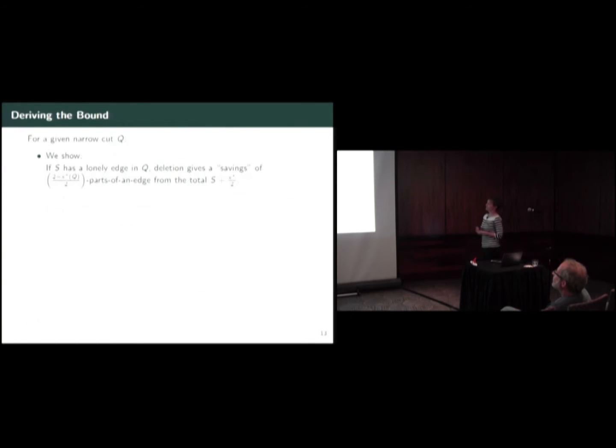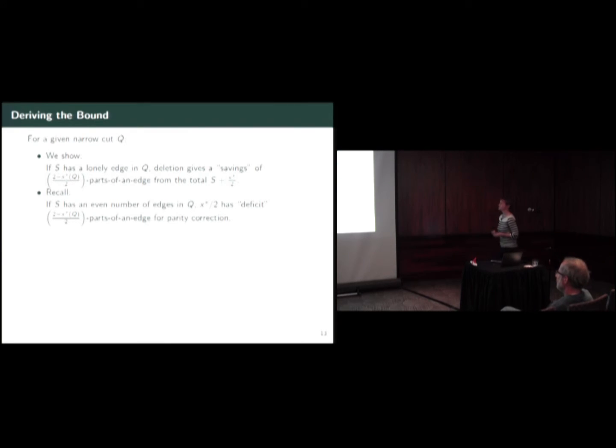So we can show that for a given narrow cut Q, if the tree has one edge in that cut, then deletion actually allows us to do better than what we would like. So we would like to get the tree plus x star over 2, and we're saving this many parts of an edge for that cut. Of course, we also know that if the tree has an even number of edges in Q, then x star over 2 had exactly a deficit that's equal to that amount for parity correction.